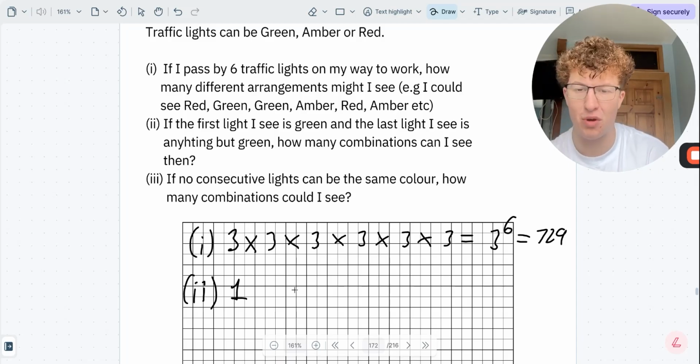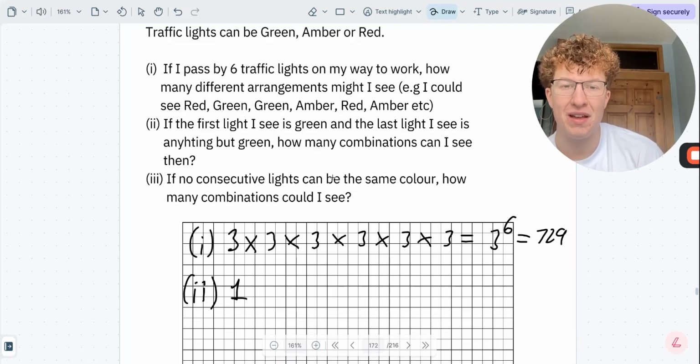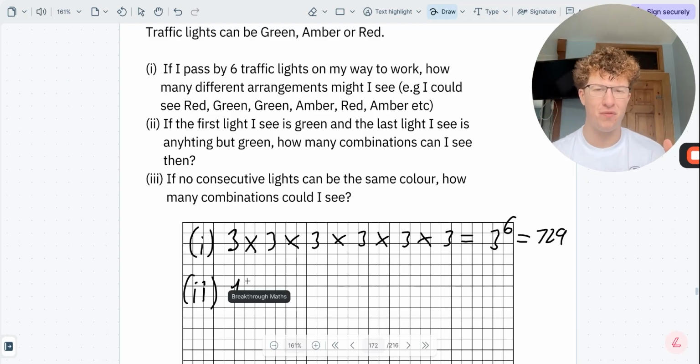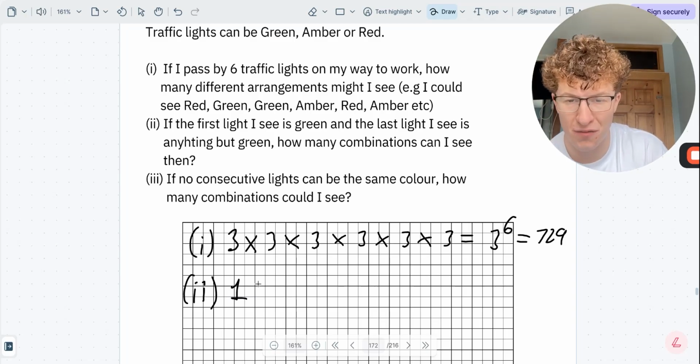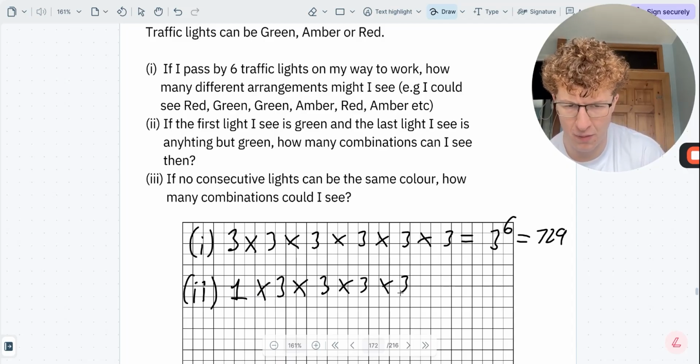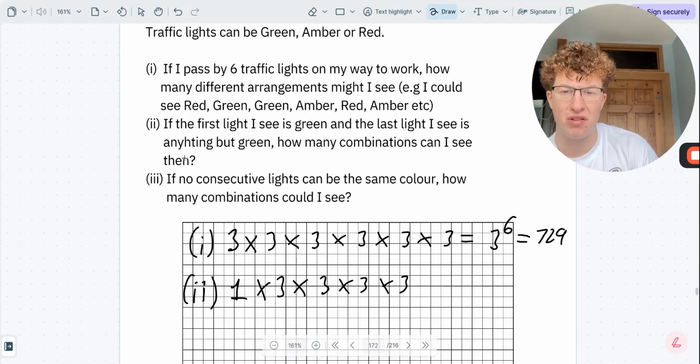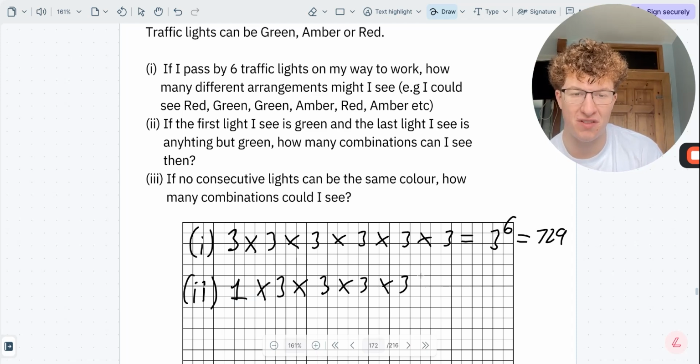Hang on, is that right? Yeah, that's one color. Then, the last one you see is anything but green, and the middle 4 can be any color. So the middle 4 can be either green, amber, or red. And then the last one you see is anything but green. So that's only 2. You can have either amber or red.